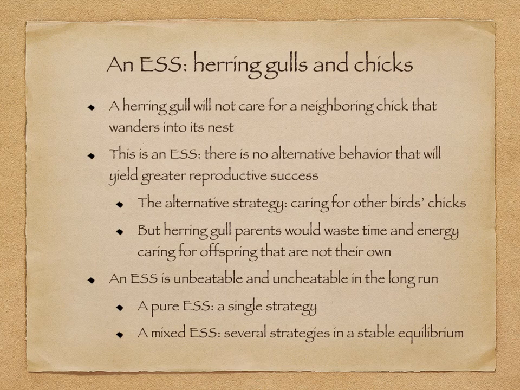Because they don't care for their neighboring chicks, well, it is an ESS because, let me back up and say, it's an ESS because there's no alternative behavior that would be more successful, especially given that environment. If they began caring for others' chicks, that would decrease their relative fitness because it would open the possibility that their own genetic offspring would be taken by predators. So there are pure ESSs, which are single strategies, and mixed ESSs, which are several strategies in a stable equilibrium. Sometimes one strategy will become more popular and sometimes another will, but they keep moving back and forth between those two.